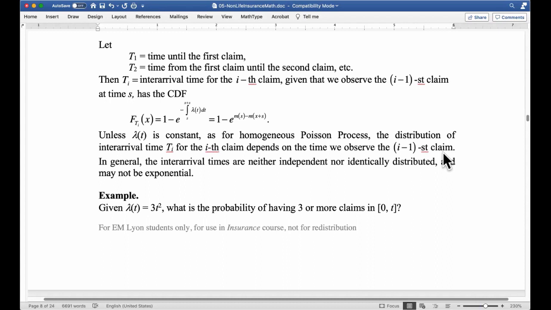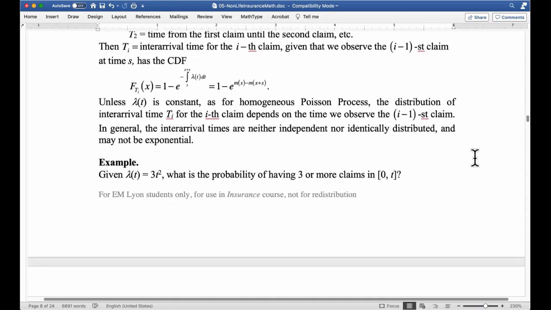Unless lambda of t is constant, as for homogeneous Poisson processes, the distribution of inter-arrival time Ti for the ith claim depends on the time we observe the i minus first claim. In general, the inter-arrival times are neither independent nor identically distributed and may not be exponential, and it may get complicated this way. But for the simplest case of homogeneous Poisson process, they are independent and identically distributed.